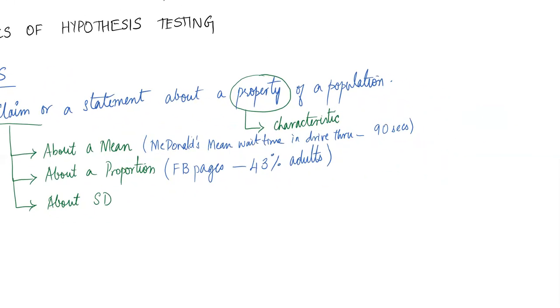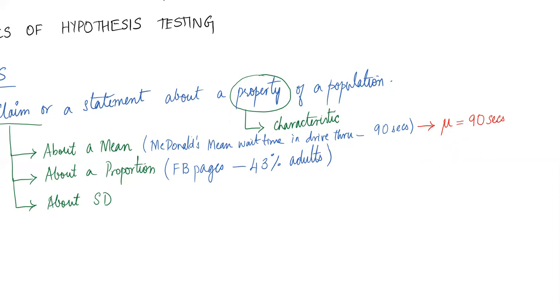to statistical notations, then I would say the mean wait time is 90 seconds. So notice that this is the mean. So I'm making a claim about the population, because I didn't say where. I'm just saying in general, any McDonald's drive-through, the mean wait time is 90 seconds.